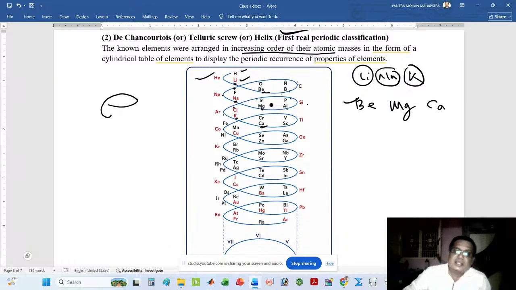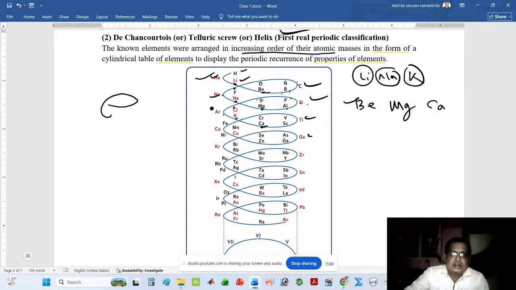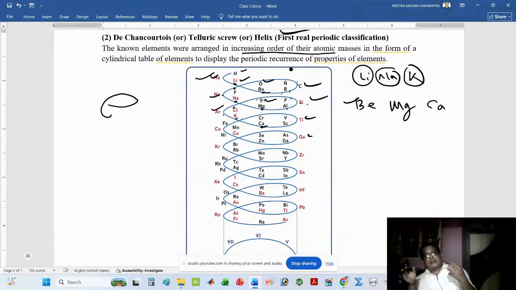Similarly, you can think about carbon, silicon, that is your titanium. Here you can say Ti, like that you can think. Similarly, think helium, neon, argon like this. Oxygen, sulfur, you can think about this. So here, De Chancourtois helps to give the elements which have similar properties.